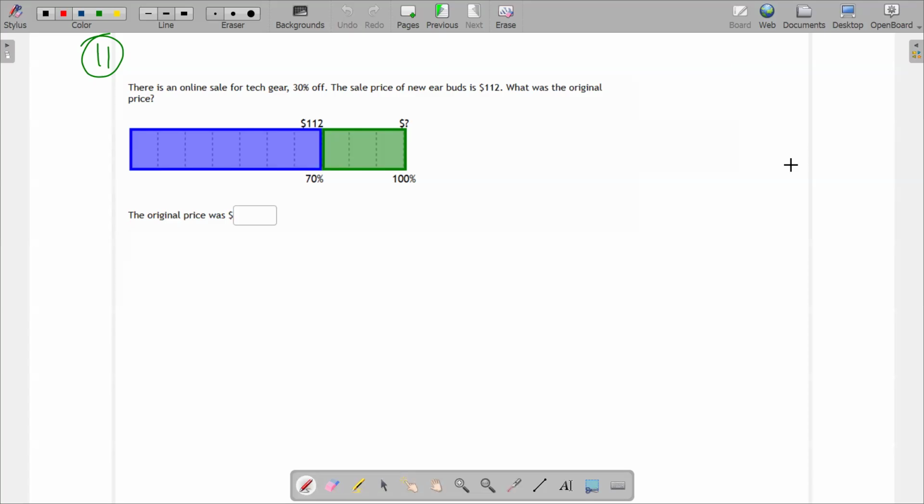So in this case, we get a 30% off sale. If you get 30% off, what percent do you end up paying? Well, 100% minus 30% is 70%. So this picture is showing me that if I take 30% off, that leaves 70% for me to pay. And they're telling me here that the sale price is 112. So that 112 has to line up with the 70%, because it's what we end up paying in the sale.